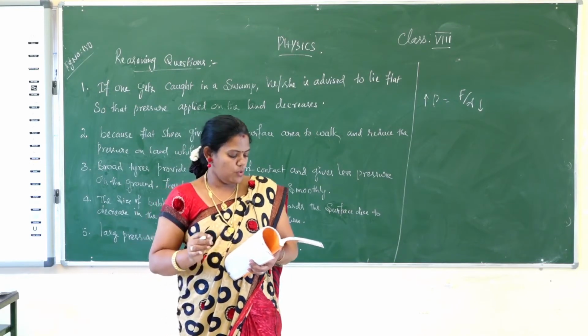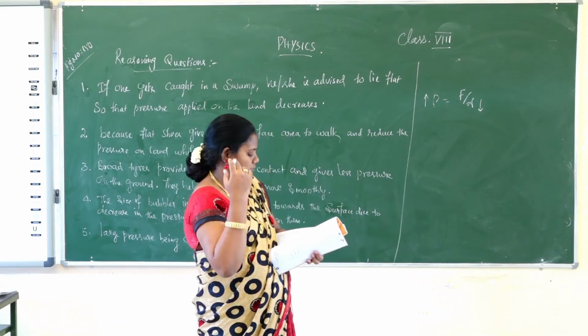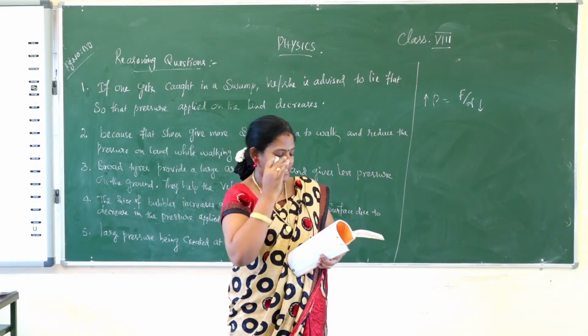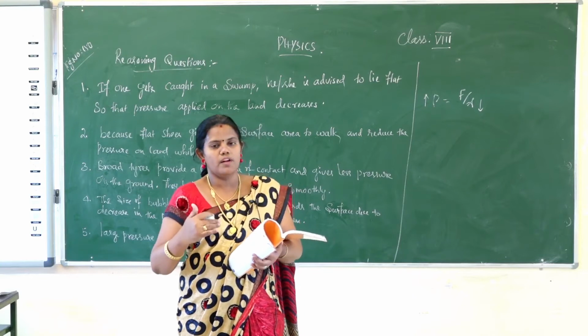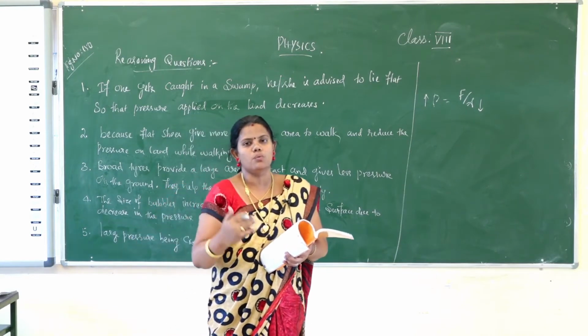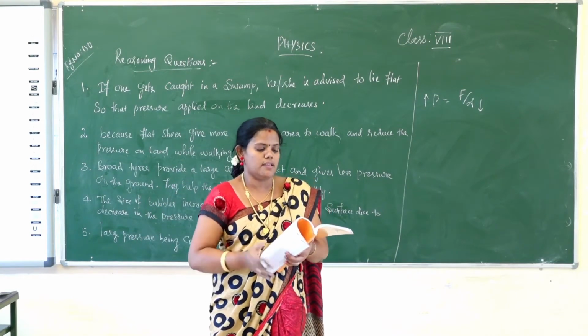So first one word: when the area of contact increases, the pressure decreases. Second one: depth increases, the pressure increases. And third one: when the person is lying down on the ground, the pressure will be less. That is the three one words.